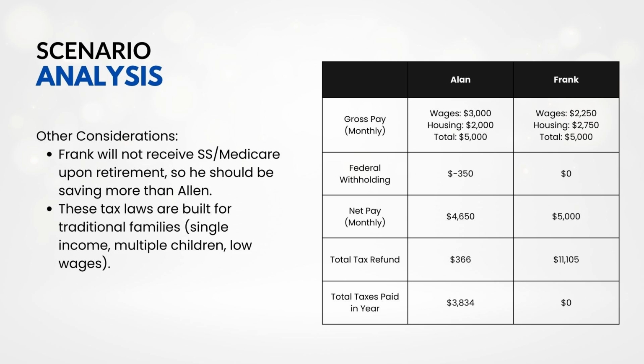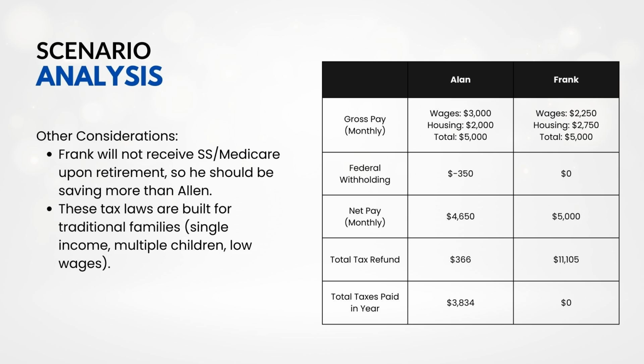Pastor Frank also received $5,000 in gross pay per month, but he did not have any federal income tax withheld. So, each month, he received the full $5,000 of pay. He also received a tax refund of $11,105 and paid $0 in taxes for the year. Now, before we go imagining which size of TV Pastor Frank purchased with his tax refund, we need to remember that he does not have Social Security and Medicare to fall back on when he retires, so Frank also had to set aside significantly more than Allen for future use.